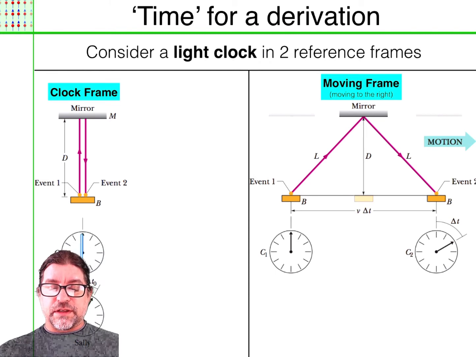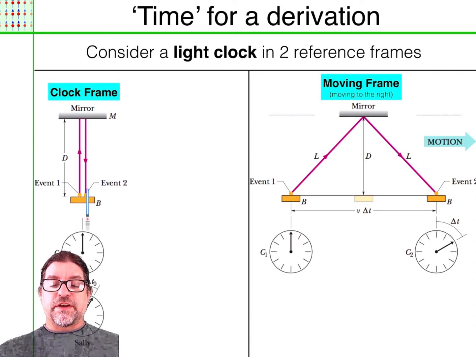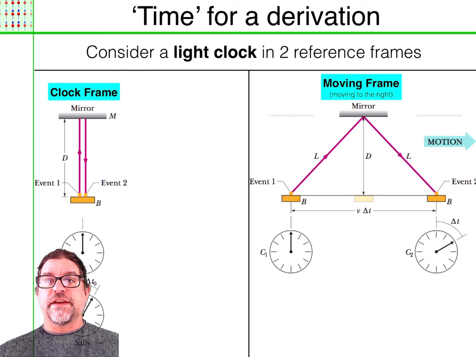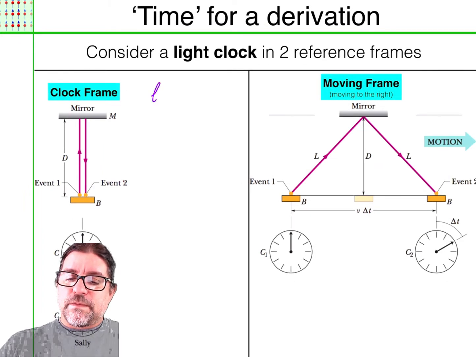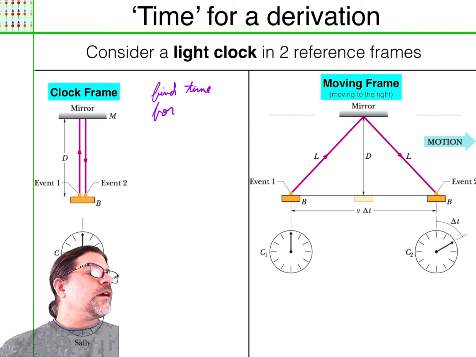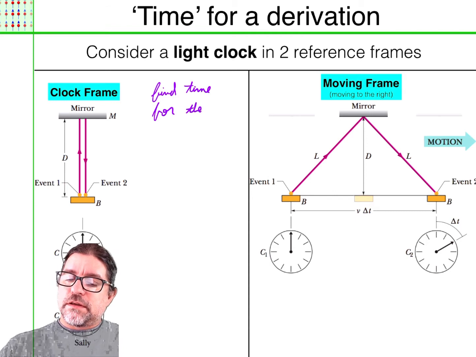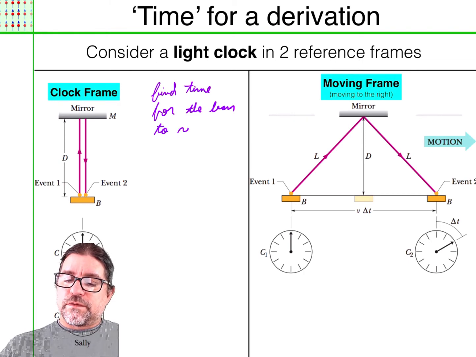If it starts when the second hand is there and then it comes back, we're going to call that amount of time delta t naught. Event 1 is when it emits and bounces off the mirror. Event 2 is when it comes back to where it started. So how do we measure? The first thing we're going to do is find the time for the beam to return, and we're going to call that delta t naught.